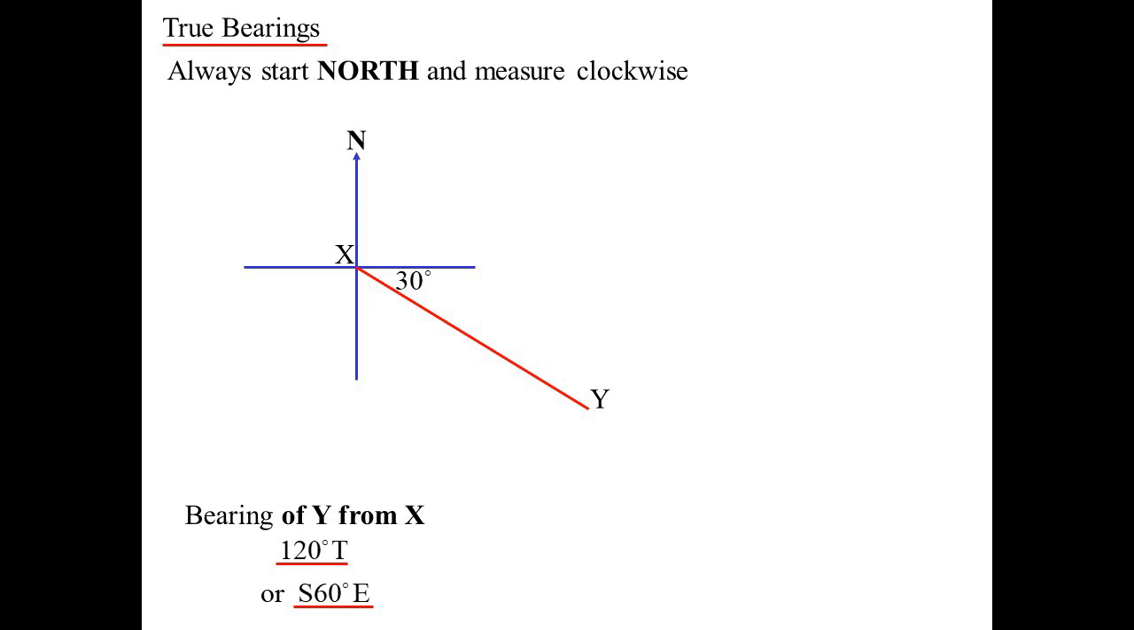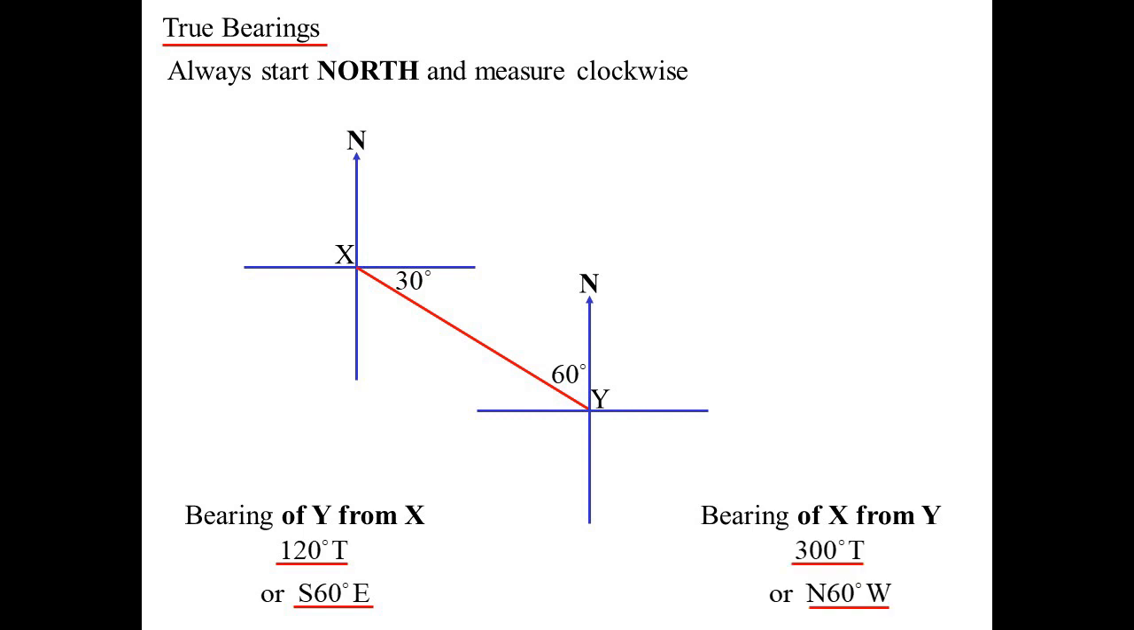Now, often you see a T after it to say it's a true bearing. So 120 true bearing. If I did it the other way, I'd say, well, south, and I'm moving 60 degrees to the east. The thing about true bearings, always 3 digits. Always write it as 3 digits. So if I did the bearing of X from Y, that would be 300 degrees. Start at north and go clockwise. Using it the other way, north 60 degrees west.